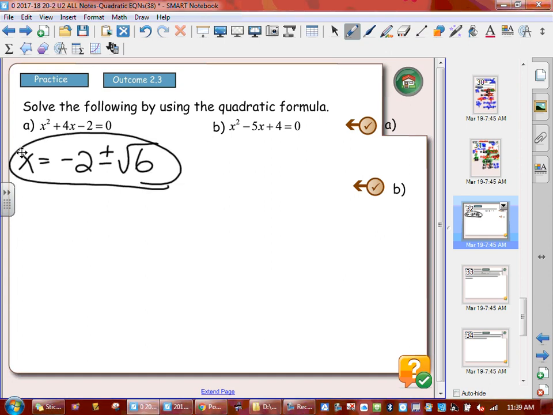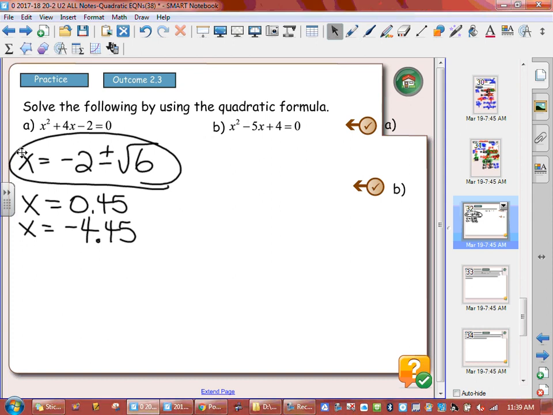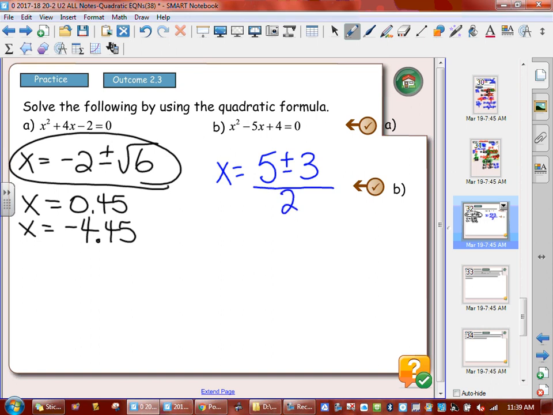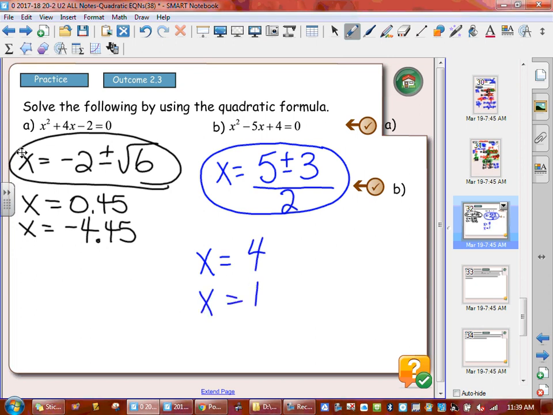x equals -4.45. Second one, you get x equals 5 plus and minus 3, all over 2. That's your exact value answer. Then you're going to get x equals 4, x equals 1. Okay, write those down, and then you can figure those out. Now we're going to do the two word problems.